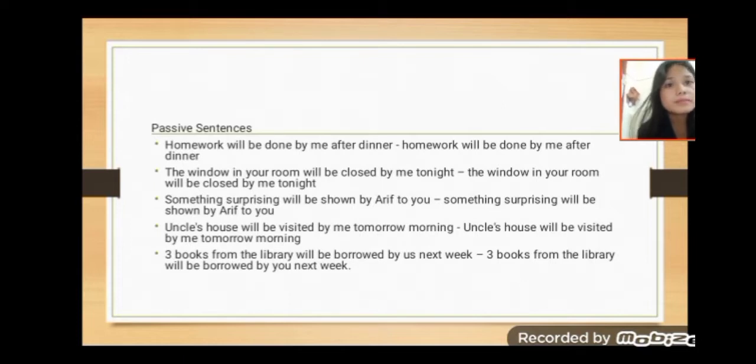Passive sentence. Homework will be done by me after dinner. The window in your room will be closed by me tonight. Something surprising will be shown by Arif to you. Uncle's house will be visited by me tomorrow morning, and then 3 books from the library will be borrowed by you next week.